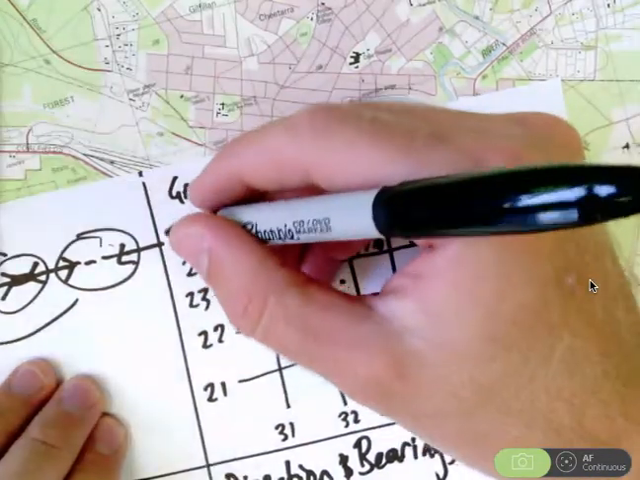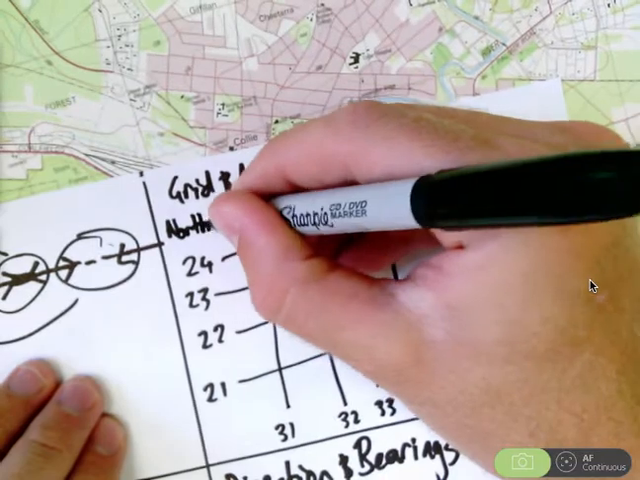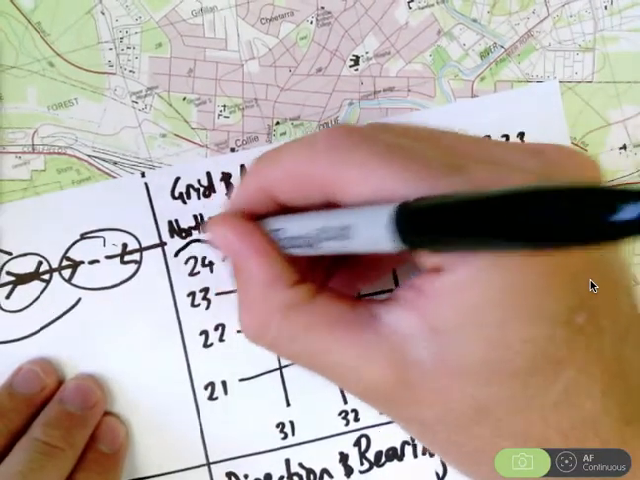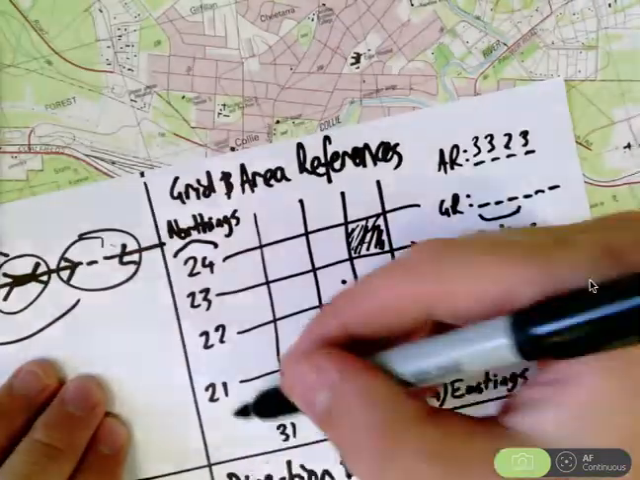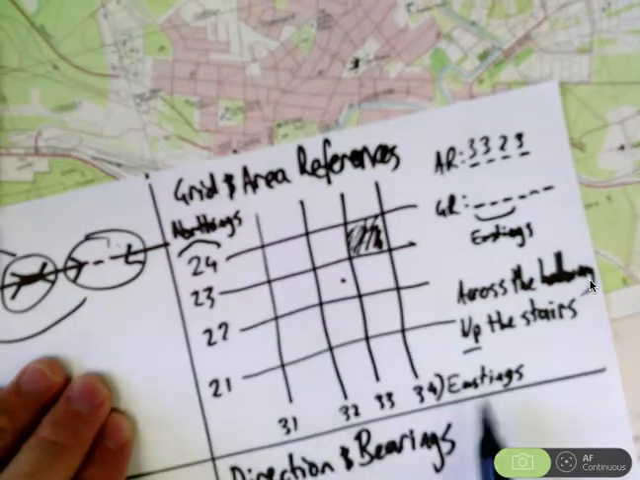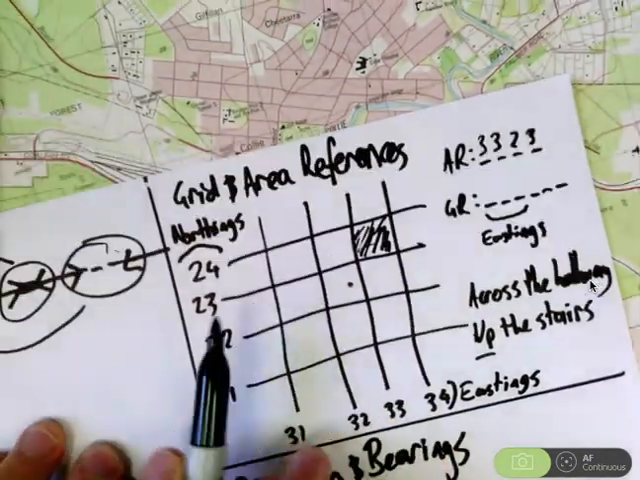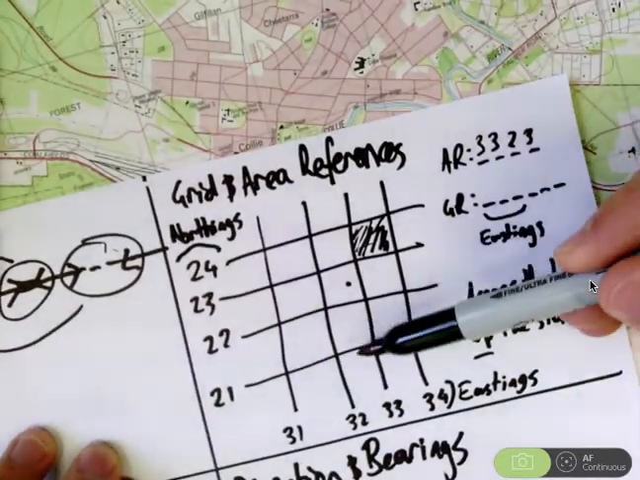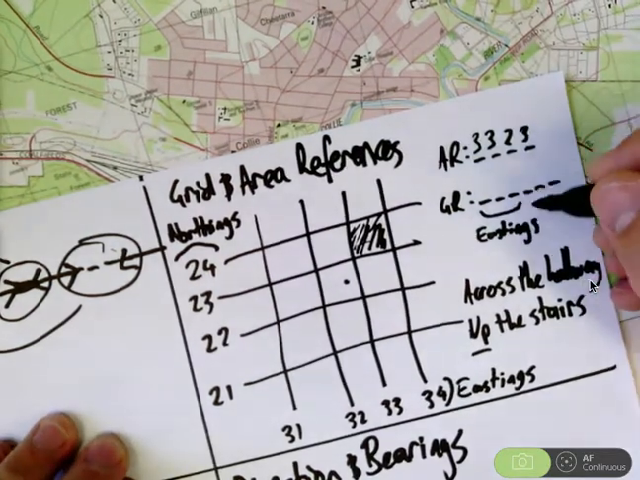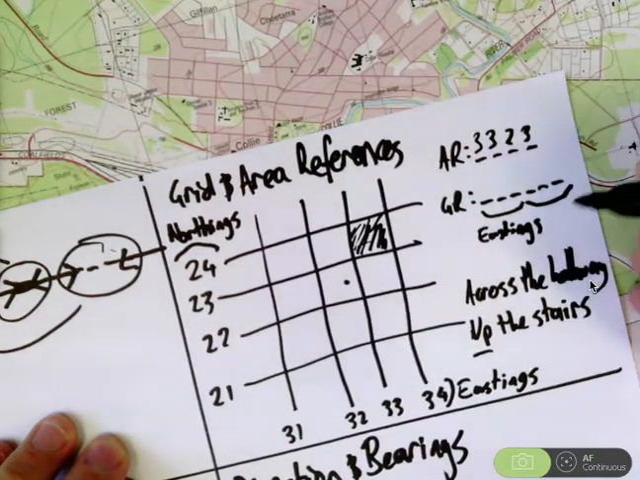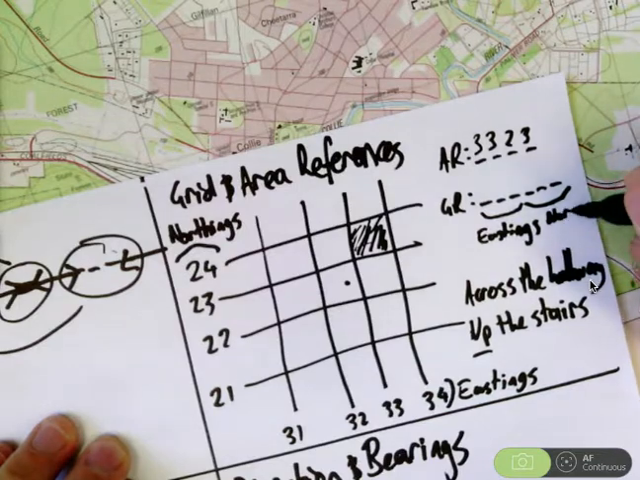And the northings are these ones over here. Okay, so the northings are these ones, the eastings are these ones. Eastings tell you how far east it is, northings tell you how far north it is. So these first 3 refer to the eastings, the second 3 refer to the northings.